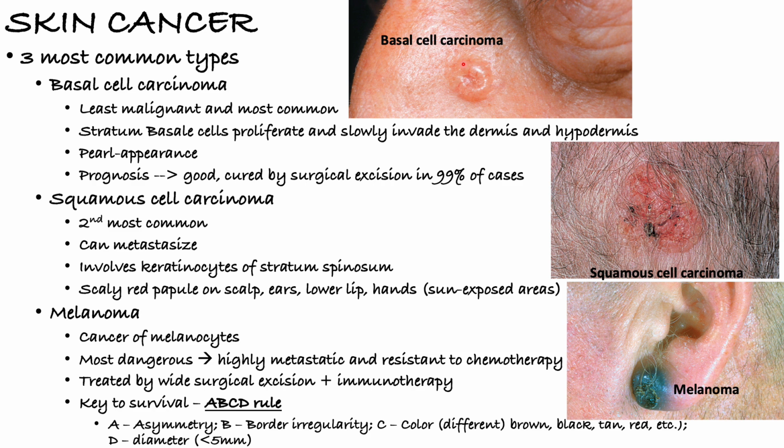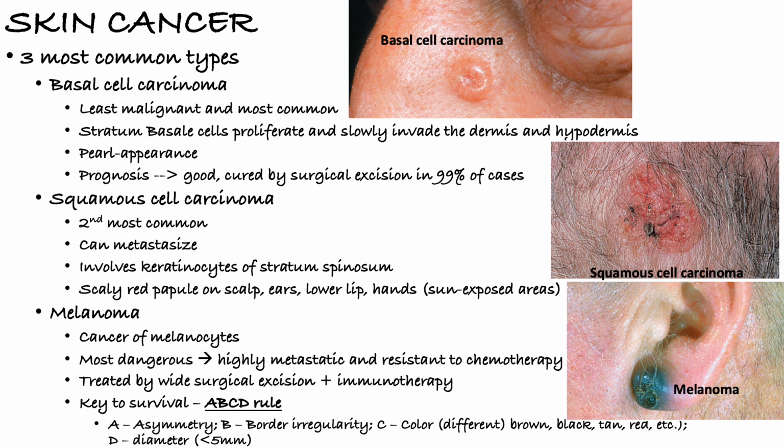Melanoma is the one we usually hear about. This is cancer of melanocytes. Melanocytes are the ones responsible for your skin color. They produce melanin. This is most dangerous, highly metastatic, and very resistant to chemo. That's really why it's so dangerous, because some people might be like, oh, I'll just go get chemo, but it's resistant to chemo.